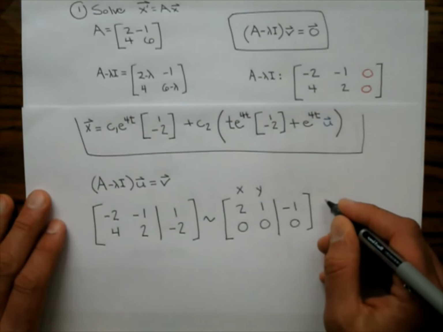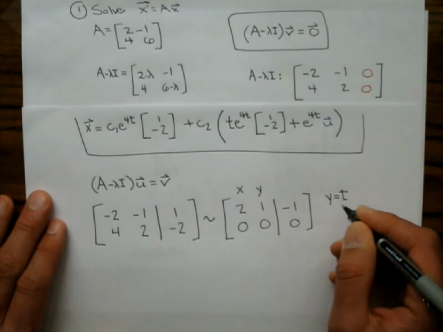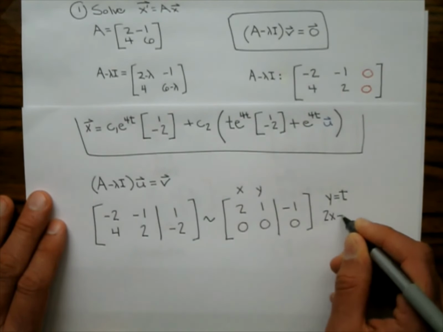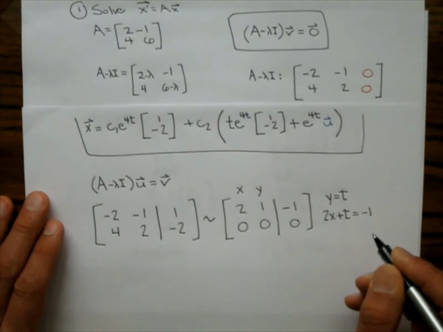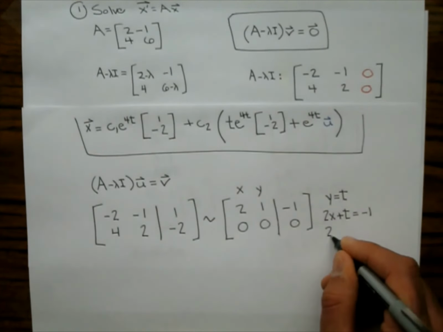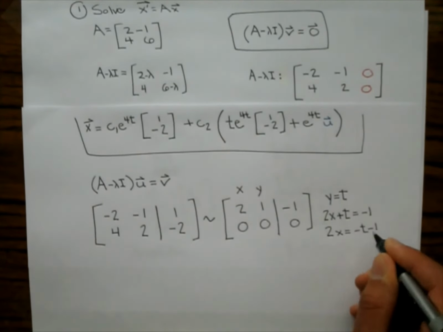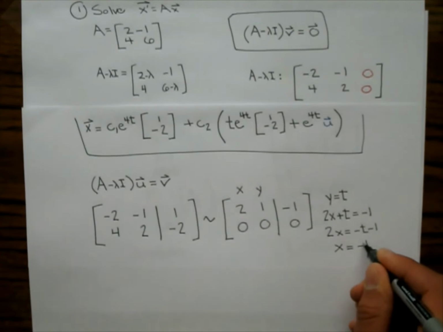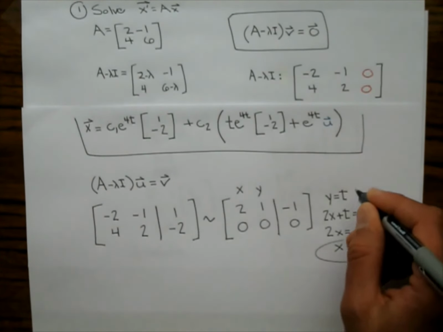So that's what I'm going to do. I'm going to say, well, let's let y equal t. And the first equation says 2x plus t equals -1. So 2x equals -t minus 1. x equals (-t minus 1) over 2. Okay, so here's my x and here's my y.